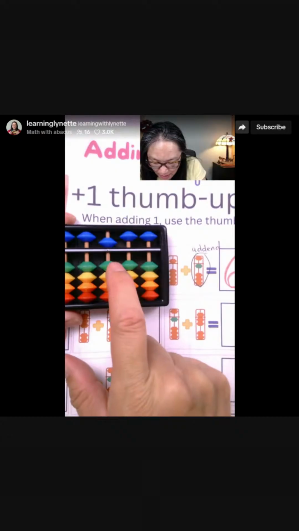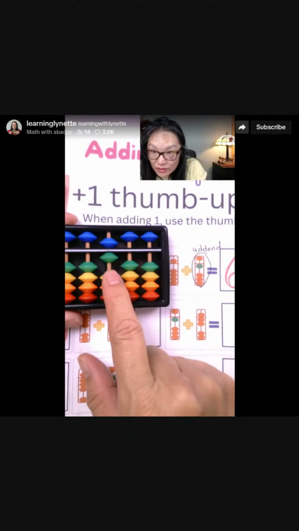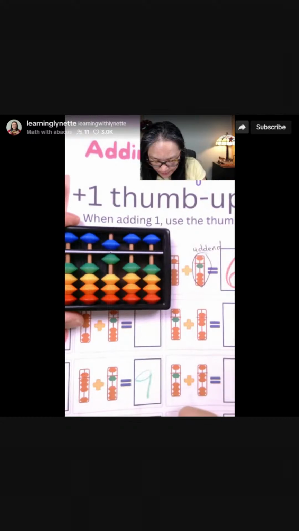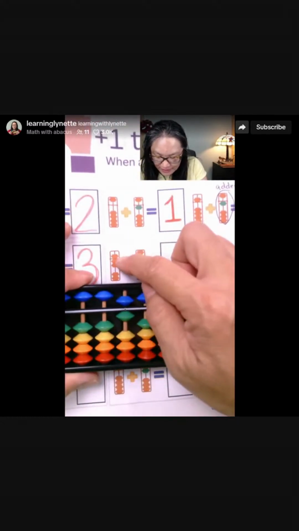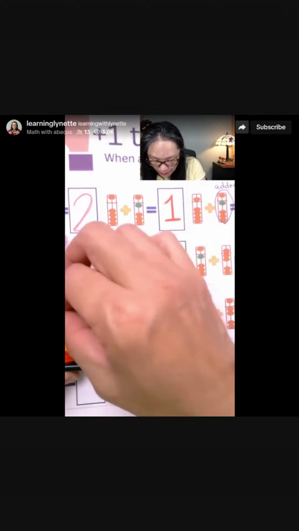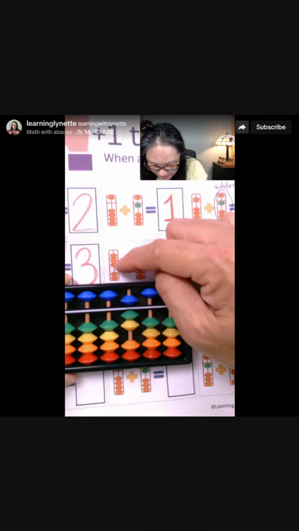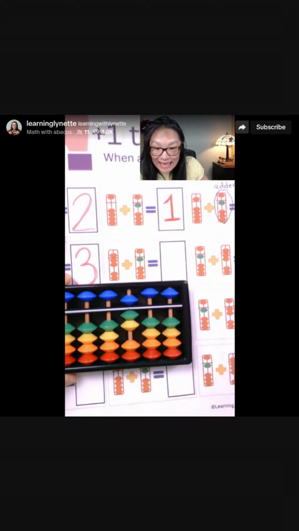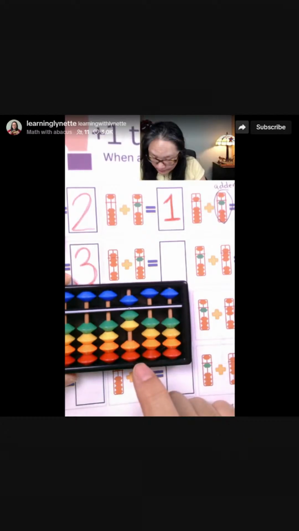This is what 6 looks like: 5, 6. And here, this number is 7. When I put 7 on my abacus, 5, 6, 7, I want to add the 1. Can I do it? Yes, I can add the 1. So my answer is 8.